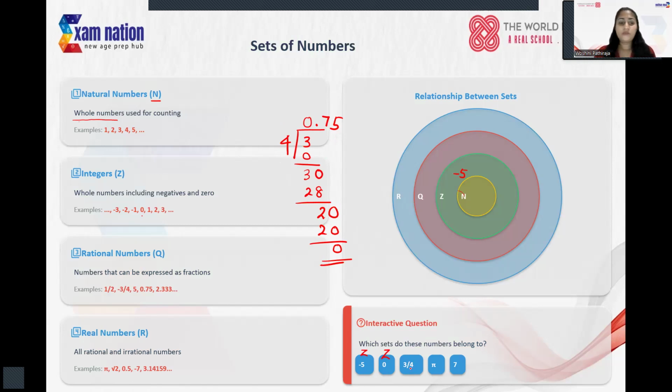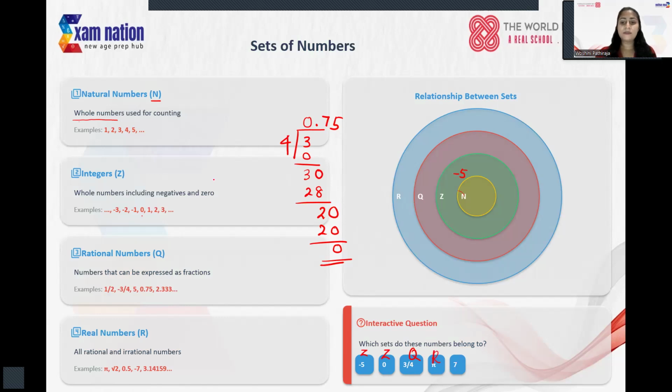So 3 over 4 is a rational number, Q. We can write the set it belongs to as Q. Then pi. What is pi? Which set does this pi belong to? It belongs to the real numbers set. It cannot finish dividing.